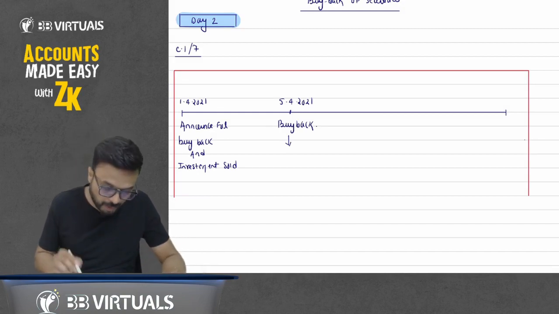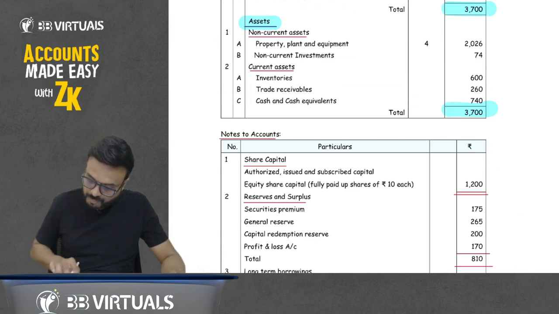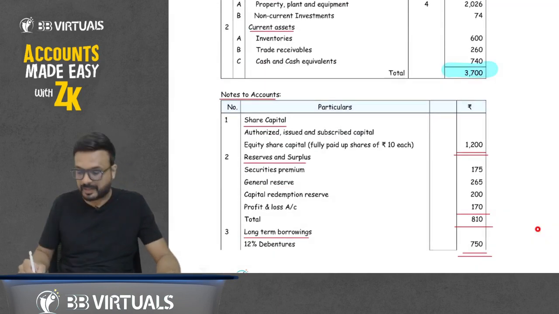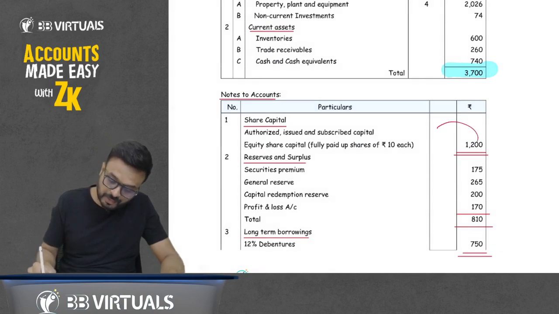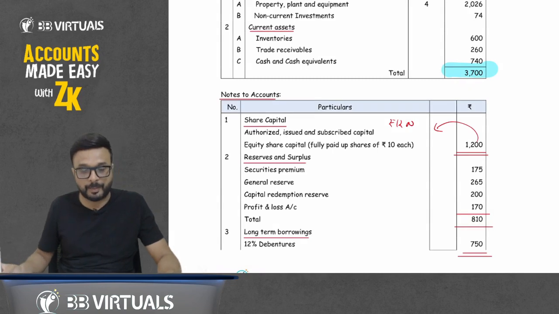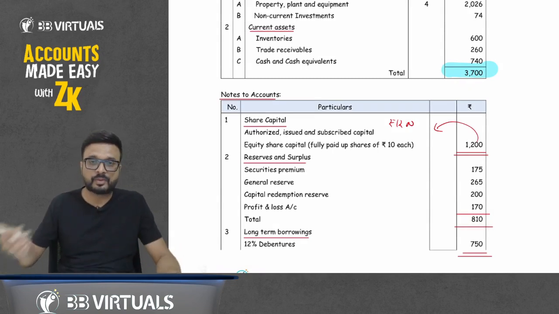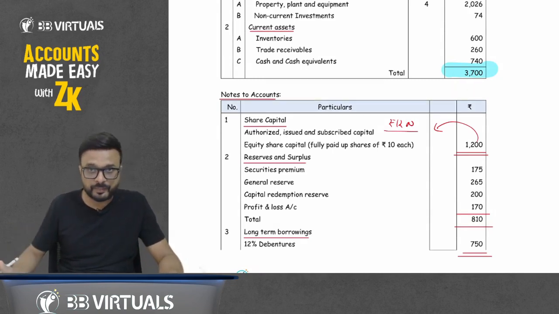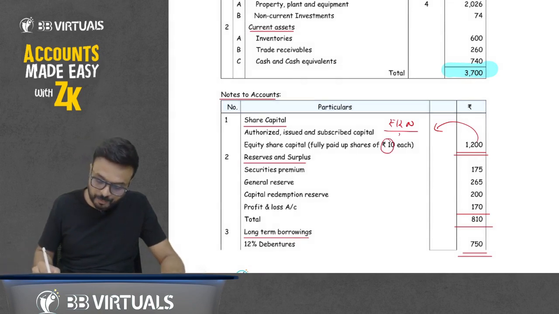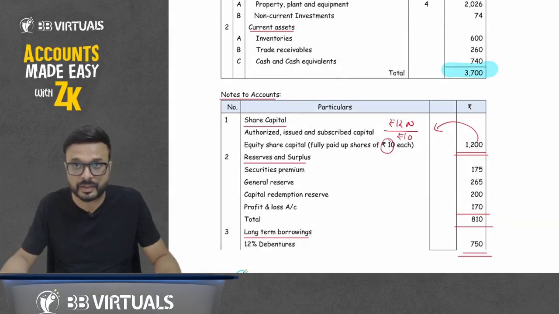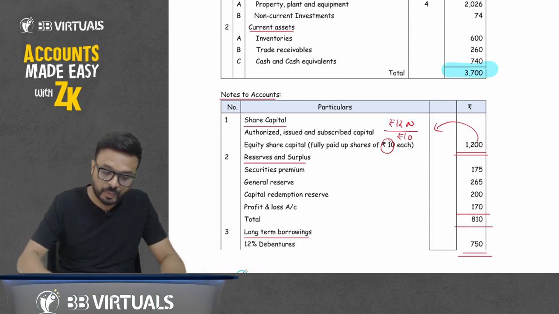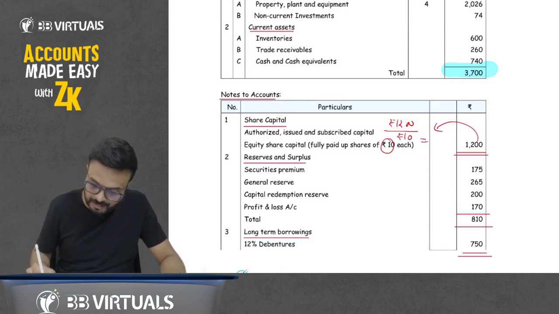How much capital do they have? This 1200 is the amount of total capital, in rupees in lakhs. The value of one share is rupees 10. So 1200 divided by 10 comes to 120 shares. Basically it is 120 lakh shares, because all figures here are in lakhs.